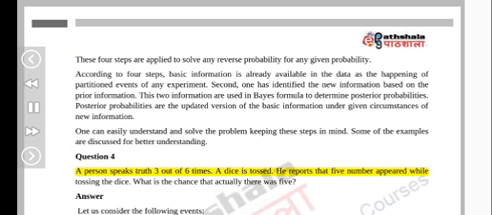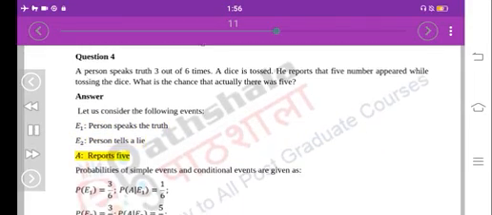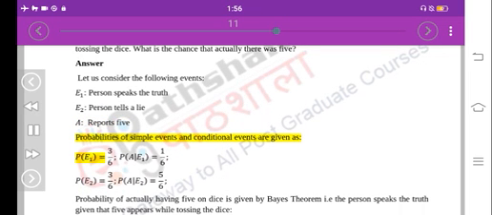Question 4. A person speaks the truth 3 out of 6 times. A dice is tossed. He reports that the number 5 appeared while tossing the dice. What is the chance that there actually was a 5? Answer. Let us consider the following events. E1: person speaks the truth. E2: person tells a lie. A: reports 5. Probabilities of simple events and conditional events are given as P(E1) equals 3/6, P(A|E1) equals 1/6, P(E2) equals 3/6, P(A|E2) equals 5/6.